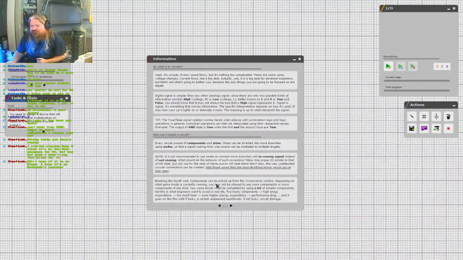Breaking the fourth wall, components can be picked up from the component window and dragged onto the game. Depending on what game mode is currently running, you may or may not be allowed to use more components or more components of any kind. Yes, some levels can be complicated and use a lot of simpler components, but this is what engineers want to avoid in real life. Too many components, higher energy expenditure, too much heat, even higher energy expenditure, performance drop, and it goes like this until, if lucky, a certain unpleasant equilibrium, if not lucky, circuit damage.